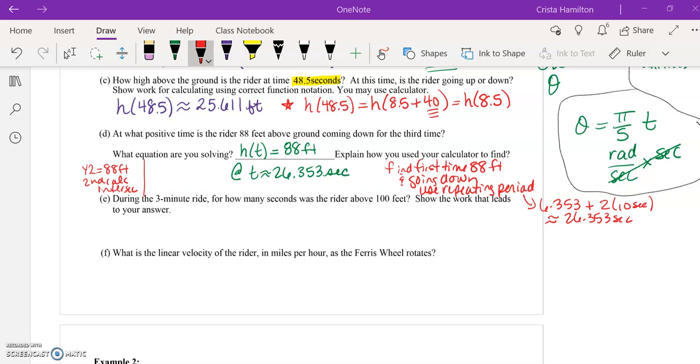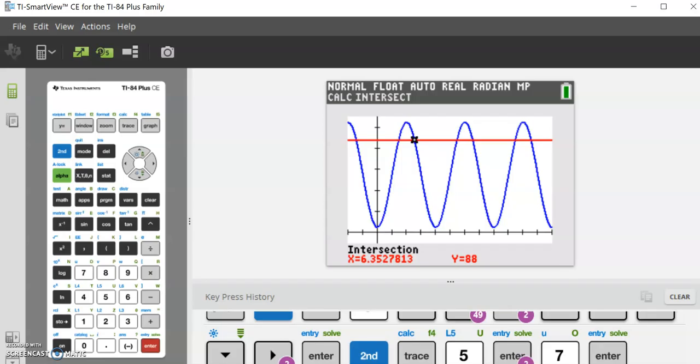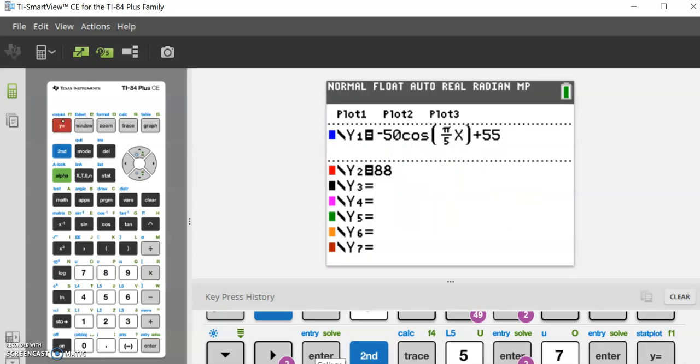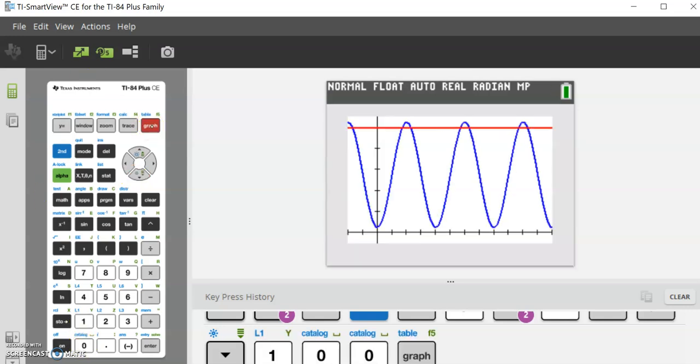Now, of course, if you guys were in front of me, I would call on somebody and ask, "Hey, what do you think you should do first?" Hopefully what you've thought about is that maybe what I should do first is come to my calculator, and instead of putting in 88 feet down here, put in 100 feet. All right, and let's take a look at our graph here.